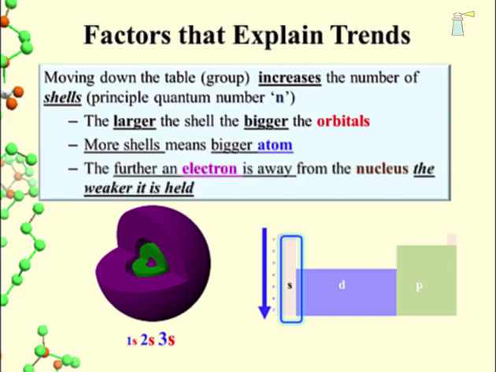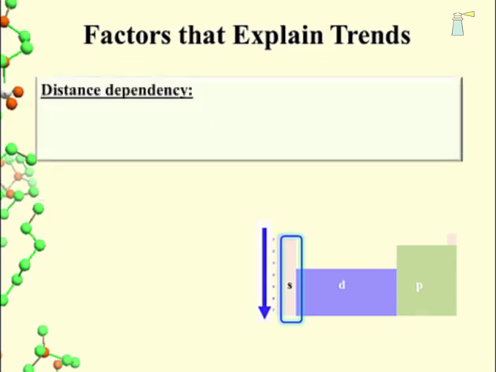And what's so important about being bigger? Well, the further an electron is away from the nucleus, the weaker it is held. Since the outermost electrons are the ones that are going to be gained, lost, or shared, how tightly held they are is going to play a big role. But why are those electrons furthest away from the nucleus not as tightly held? There are two main answers.